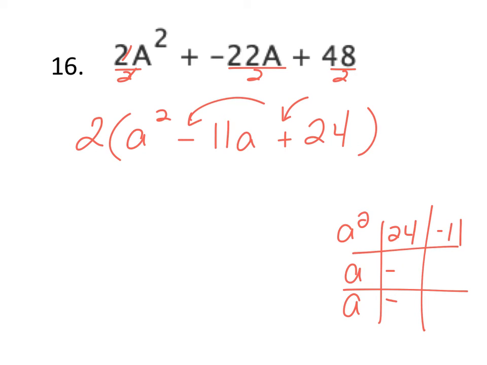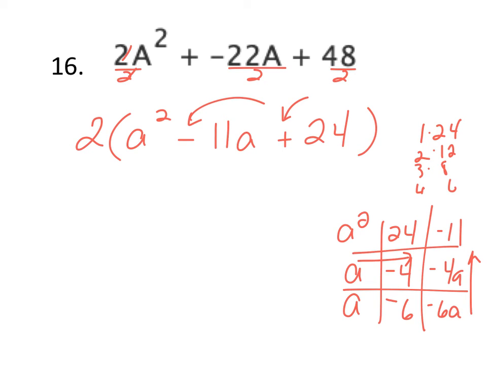So factors of 24 are 1 and 24, 2 and 12, 3 and 8, 4 and 6. I'm going to start with 4 and 6 because they're closest together, and I multiply this way, gives me negative 4A and negative 6A. That adds to negative 10A. Not going to work, so I cross out this 4 and 6, and I'm going to erase and try again.